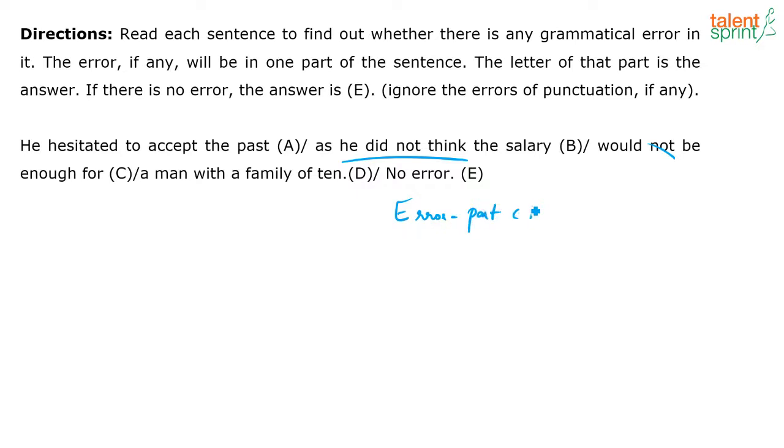So these can be a little confusing if you're not paying attention. You need to delete not. Why? Because I already have that meaning coming in part B. He did not think the salary would be enough for a man with a family of 10. That makes sense. So these are all errors pertaining to double negatives. I already have a negative meaning coming in a part, and then I again have an unnecessary word. So you need to look out for this not in a context, and see if there's already a negative meaning coming in the sentence.